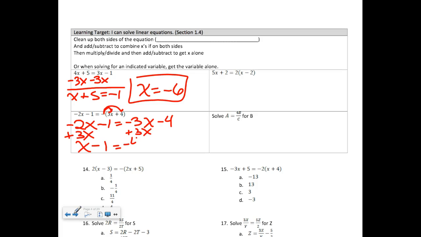And then our last step is I'm going to add the 1, and x equals -3. Okay. So if we have problems like these two that we just did, get your variables together and then solve. Sometimes you might have to distribute first.